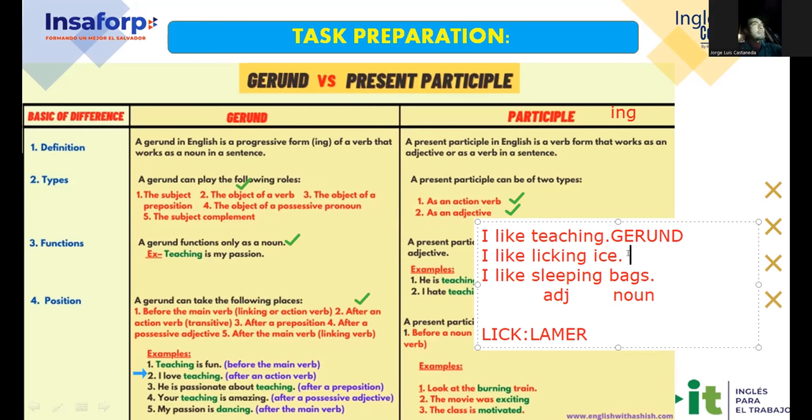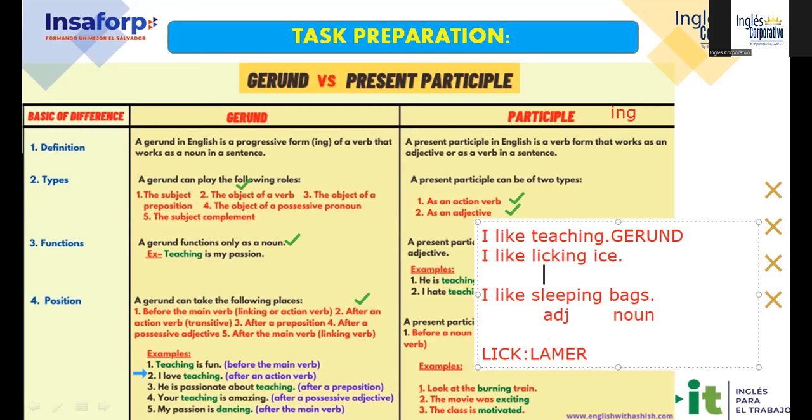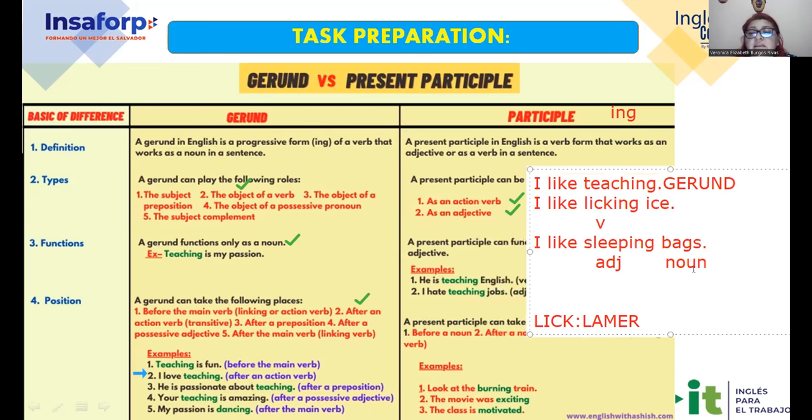Okay. This is an action verb. Okay, ¿por qué es un adjetivo? Porque me está describiendo la bolsa. ¿De qué son las bolsas? ¿Para qué son? Para dormir, ¿verdad? Para dormir. Okay. Like sleeping bags. I like licking ice cream.